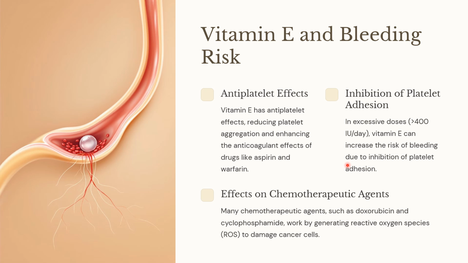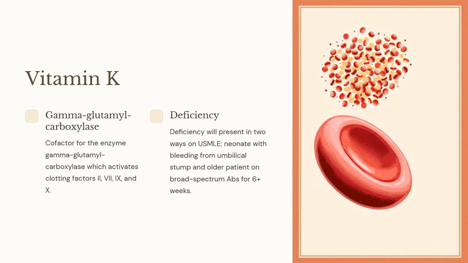We have a question over here: what is the effect of chemotherapeutic agents on vitamin E? The chemotherapeutic agents, mainly doxorubicin and cyclophosphamide, stop the progression of cancer cells. They do that by generating reactive oxygen species to damage the cancer cells. But when given along with vitamin E, which is a free radical scavenger, their effects contradict. So they should not be combined together.